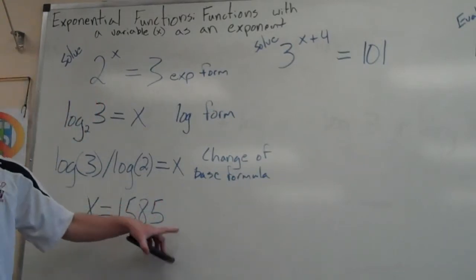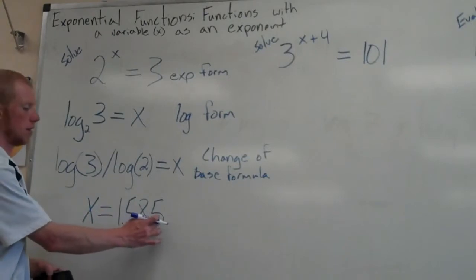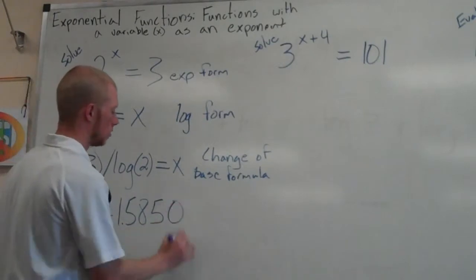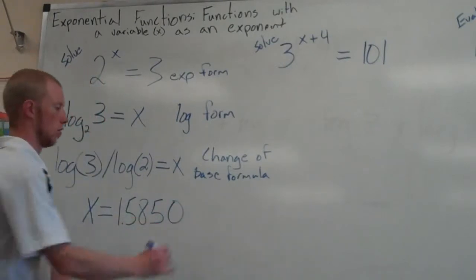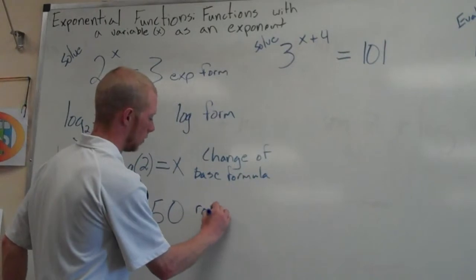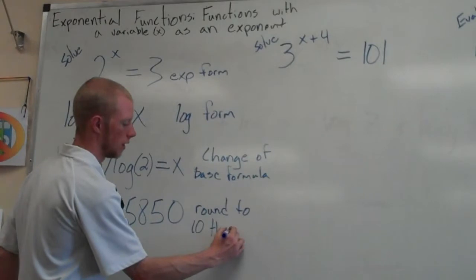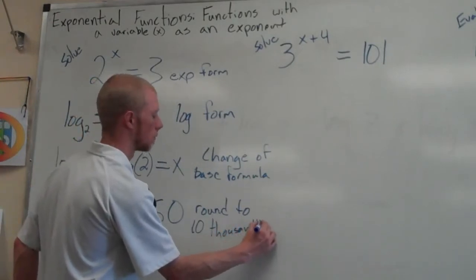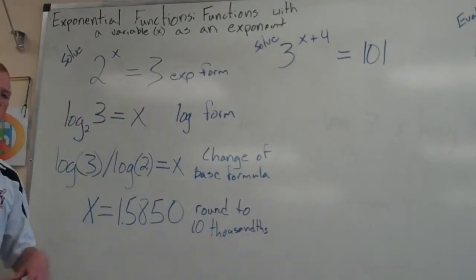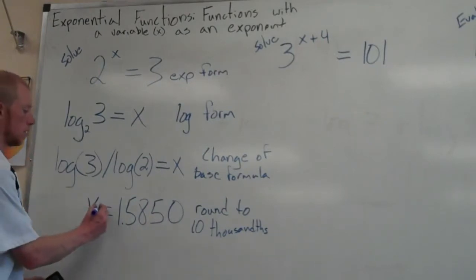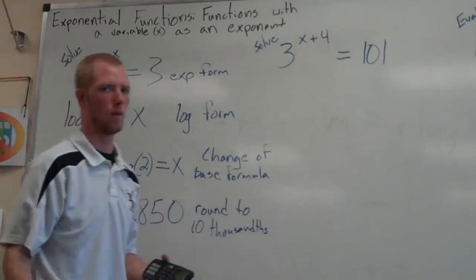Typically we're going to round to the thousandths place. This became 1.58496, which would have meant everything goes there. So you'll put 10 there. That's your rounding to the thousandths place, or ten thousandths place. Round to ten thousandths. So this is a very basic two-step equation. Change to log form. Use the change of base, approximate your answer right there.